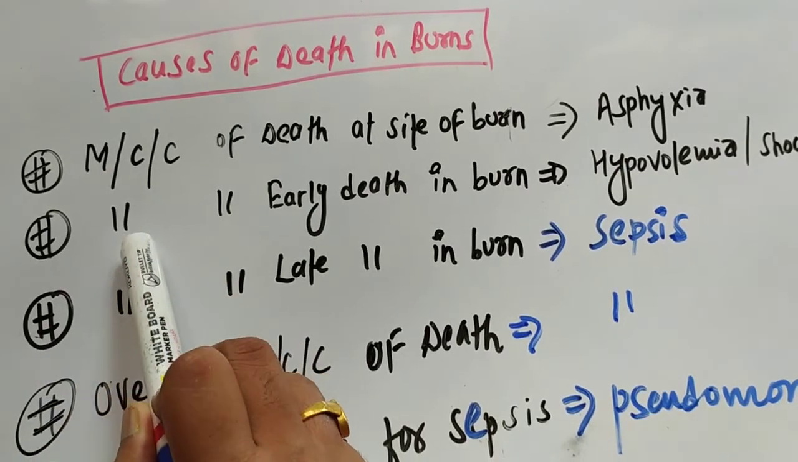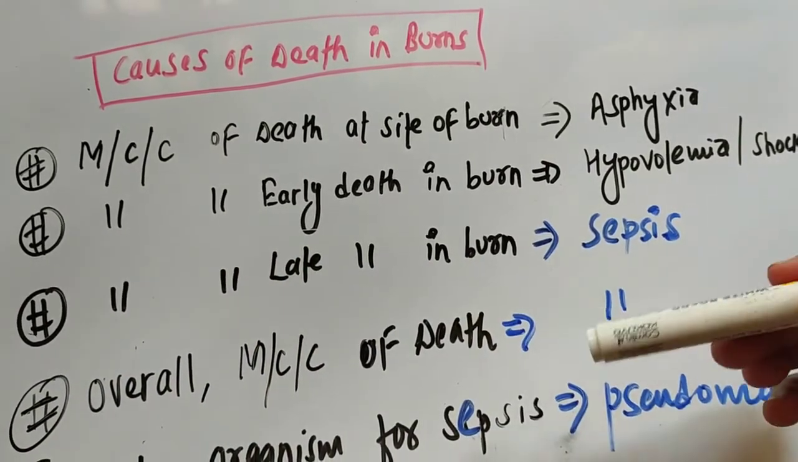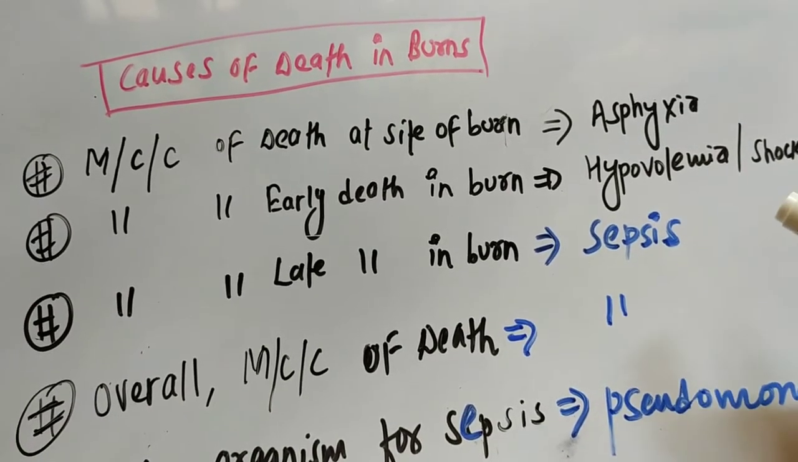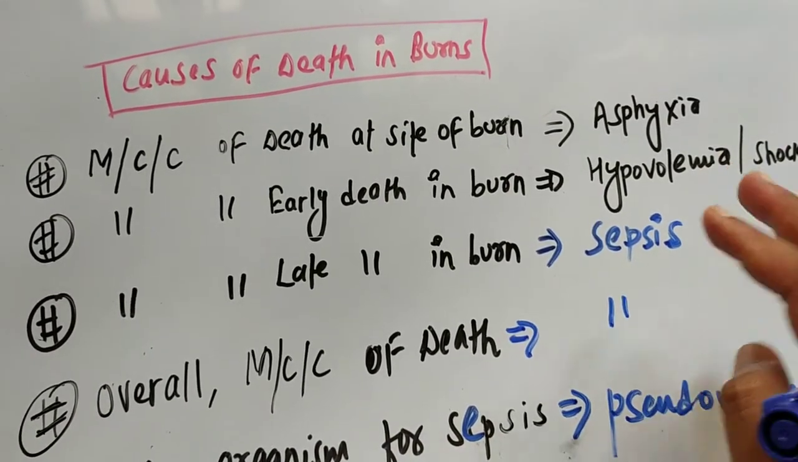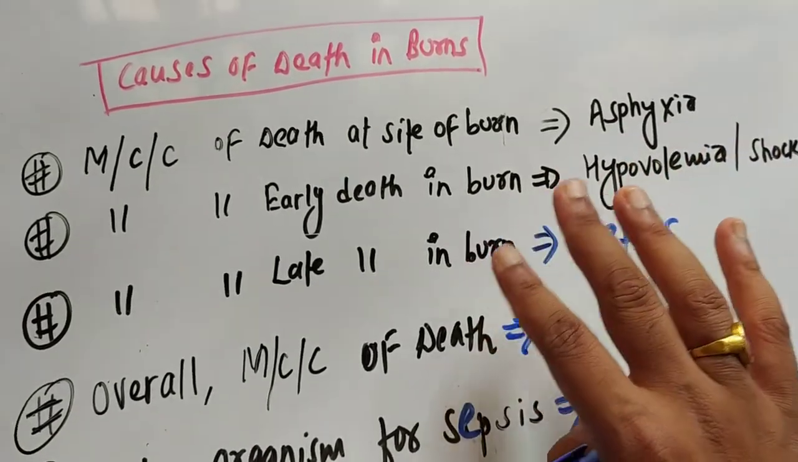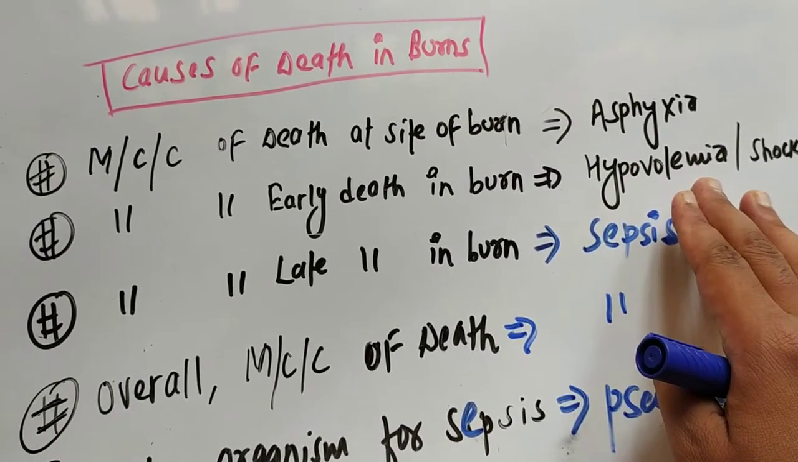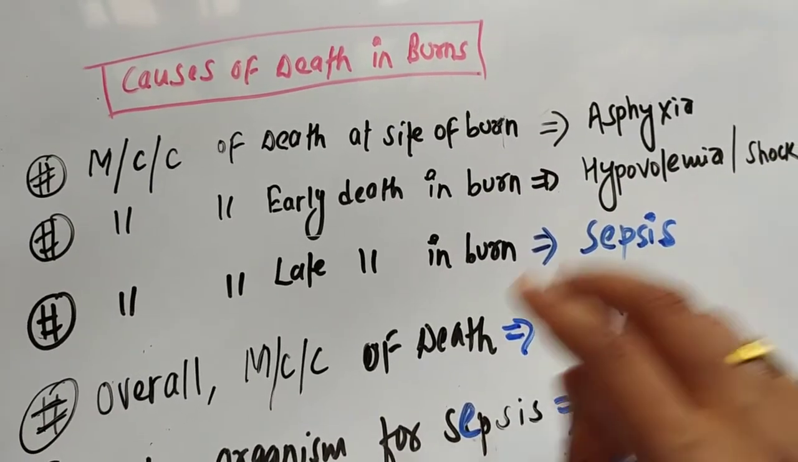The second MCQ is the most common cause of early death in burn. So let us suppose in any hospital, whether secondary, primary or tertiary care, a patient comes and dies within 4-5 hours, then the most common cause of death in that case is hypovolemic shock.